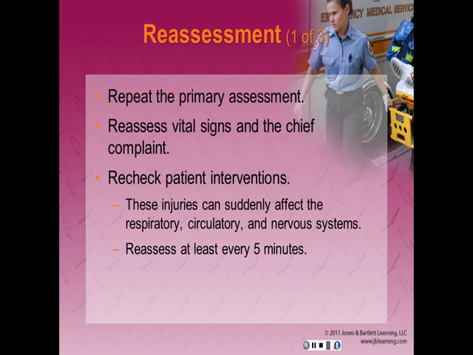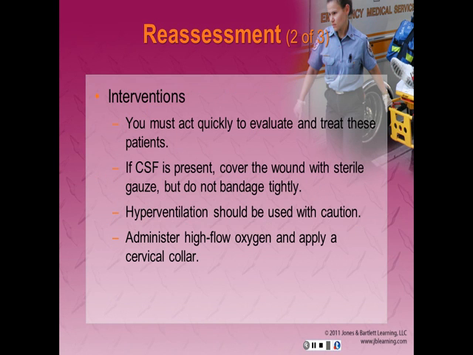Reassessment. Repeat your primary assessment, reassess your vital signs and chief complaint, and recheck patient interventions. These injuries can suddenly affect the respiratory, circulatory, and nervous systems, and the patient condition should be reassessed at least every 5 minutes. Rapid deterioration of neurologic signs following head trauma is a sign of an expanding intracranial hematoma or rapidly progressing brain swelling. You must act quickly to evaluate and treat these patients.